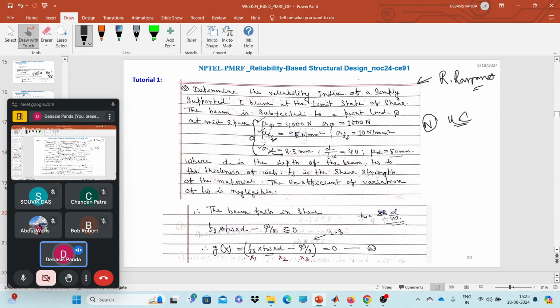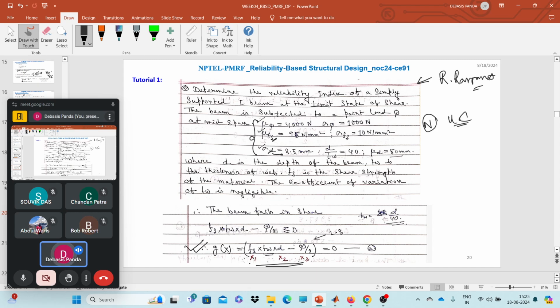So we just need to look for the limit state function, and the limit state function is already given to you. The limit state function is given with respect to shear, and that is nothing but Fs multiplied by tw d minus Q by 2. This is your limit state function.